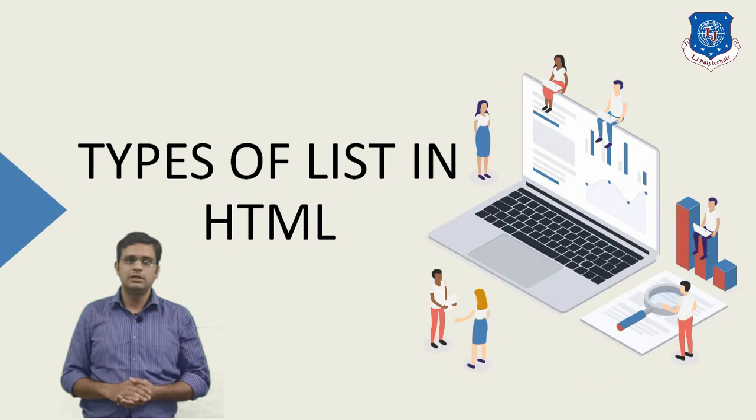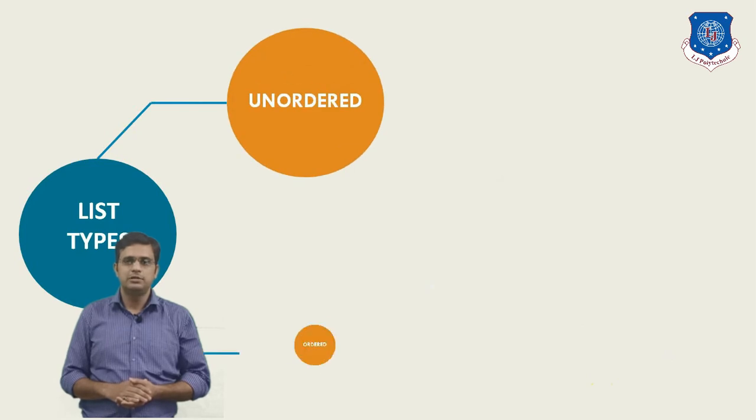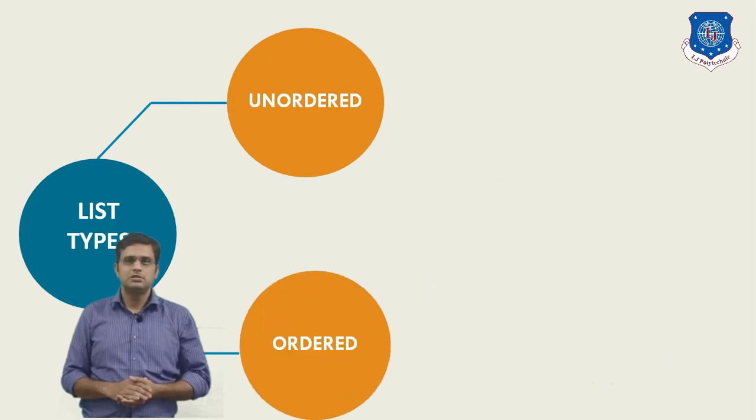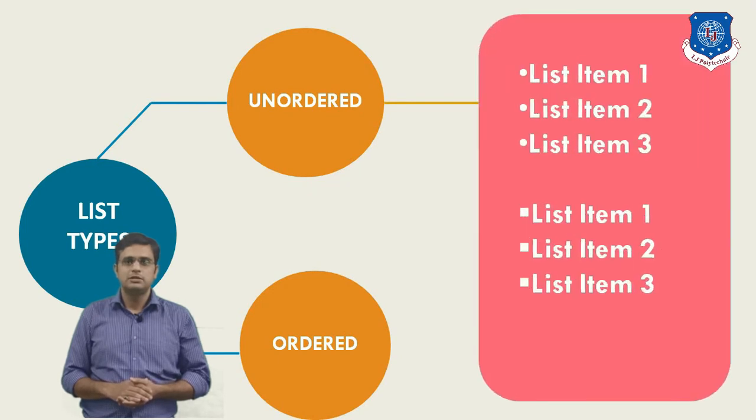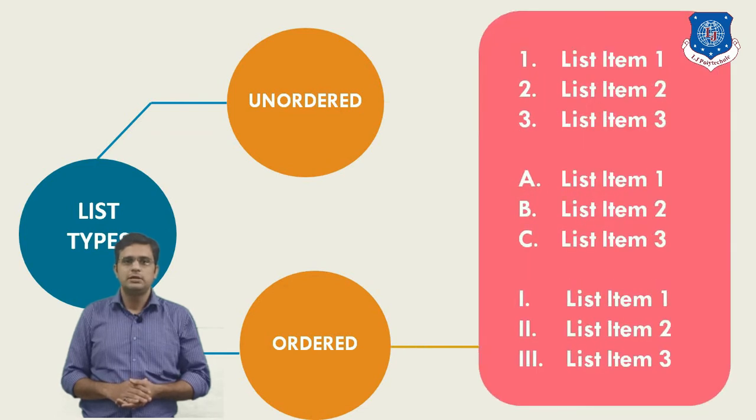In this video tutorial, I am going to show you how to display list in HTML. So when we talk about list, there are two types, unordered and ordered. Unordered list does not have any specific ordering, so list items are shown as bullets. On the other hand, in ordered list items are shown in specific ordering. Ordering may be numeric, alphabetic or Roman digits.